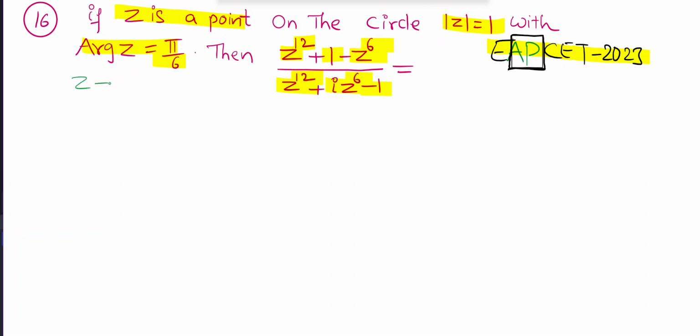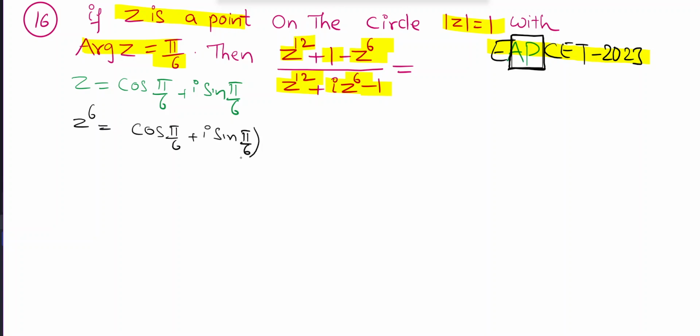That means z is equal to cos pi by 6 plus i sin pi by 6. This is the z value. Now find z power 6. Z power 6 is cos pi by 6 plus i sin pi by 6 whole to the power of 6. Applying De Moivre's theorem, this is cos 6 pi by 6, which is pi, cos pi plus i sin 6 pi by 6, this is pi. Cos pi is minus 1 plus i into sin pi 0, that is equal to minus 1. Z power 6 value is minus 1.